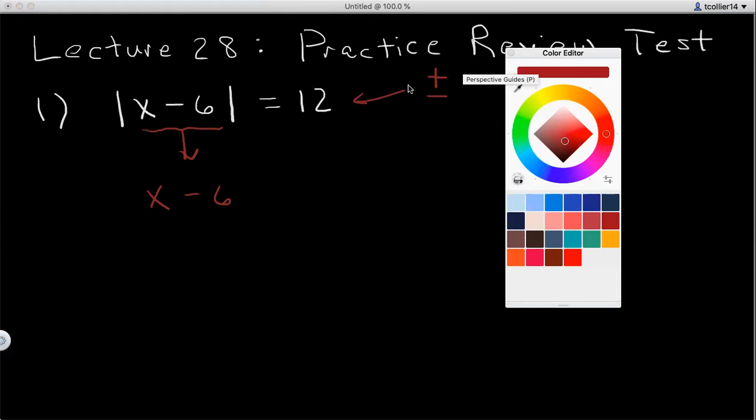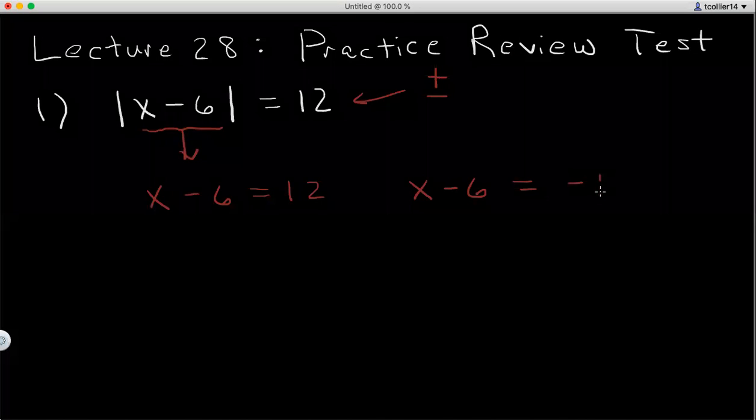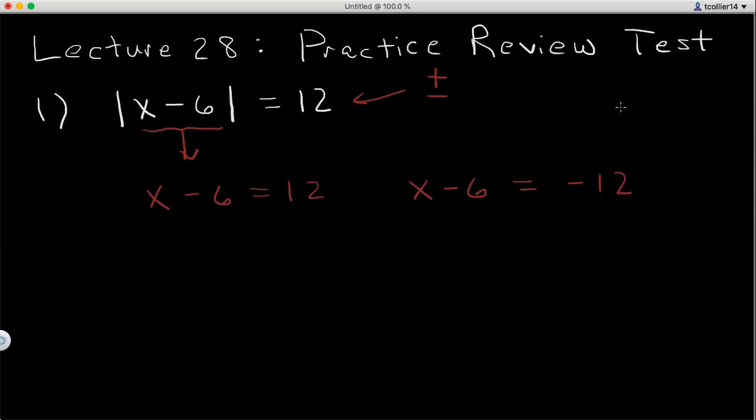So when I do these two equations, I'm going to have the right side being a positive number, and then I'm going to have the right side being a negative number. So let's look at that. We have x minus 6 equals positive 12, and we can also do x minus 6 is equal to negative 12. The only thing that's changed is the number on the right side. You could have a positive 12 or a negative 12. And then I just solve both for x.